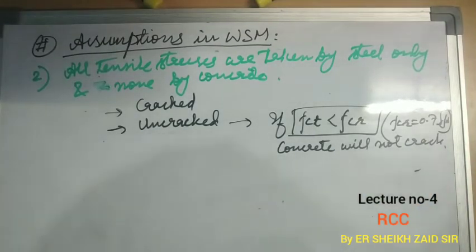And what is our FCT? FCT is our tensile stress. In this case, the tensile stresses are considered taken by steel and concrete both. The concrete section in the tension zone is not neglected, and the total area of concrete is considered in analysis. Now let us go to the next assumption.